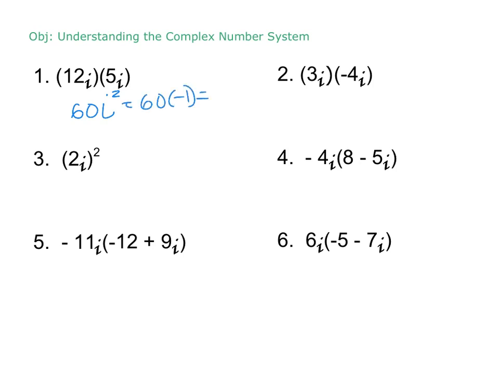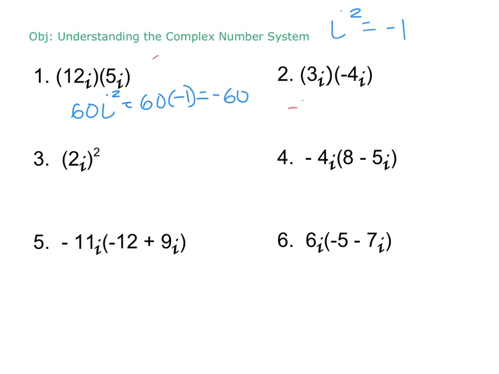So what do we get? Negative 60. Right? So that's what you're going to do. You're going to go through, multiply through, and make sure you replace all your i squareds with negative 1, right? So pause and do all of that, and then check your answers.